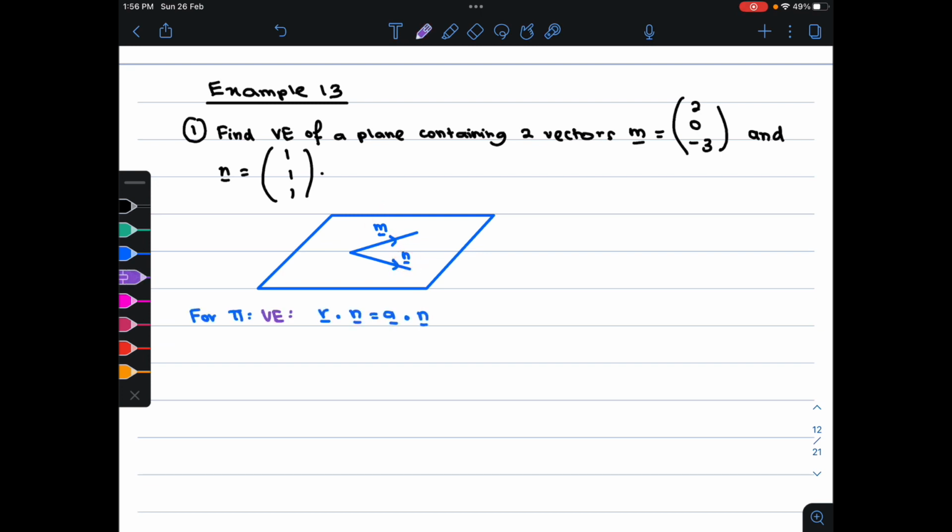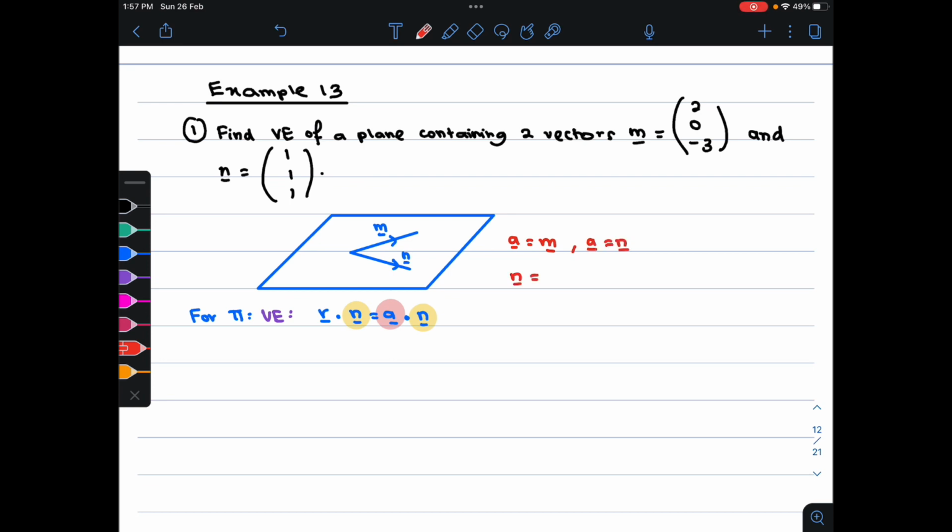The vector equation of a plane is r dot n equal to a dot n, where n is the normal vector. So note that the normal vector is not the given vector n in the question. This is just a vector on the plane, not the normal vector. And we also need to find the vector a. As we can see, the vector a will be either vector m or vector n.